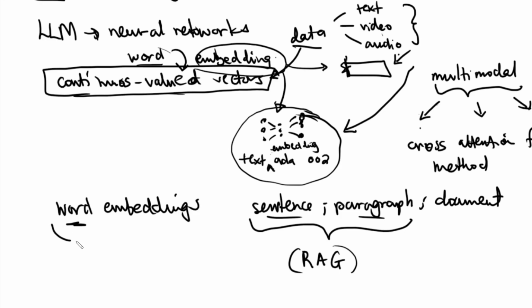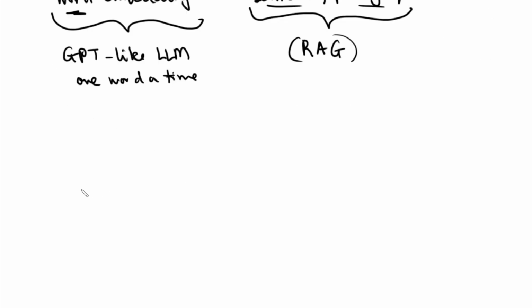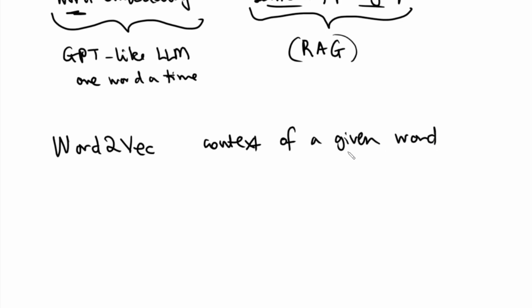For our case, we are going to do word embeddings because we want to train these GPT-like LLMs, which predict one word at a time. To do that, it's best to use word embeddings. Over the years, many algorithms have been developed. One very popular one you might have seen is Word2Vec, a neural network trained to generate word embeddings by predicting the context of a given target word.